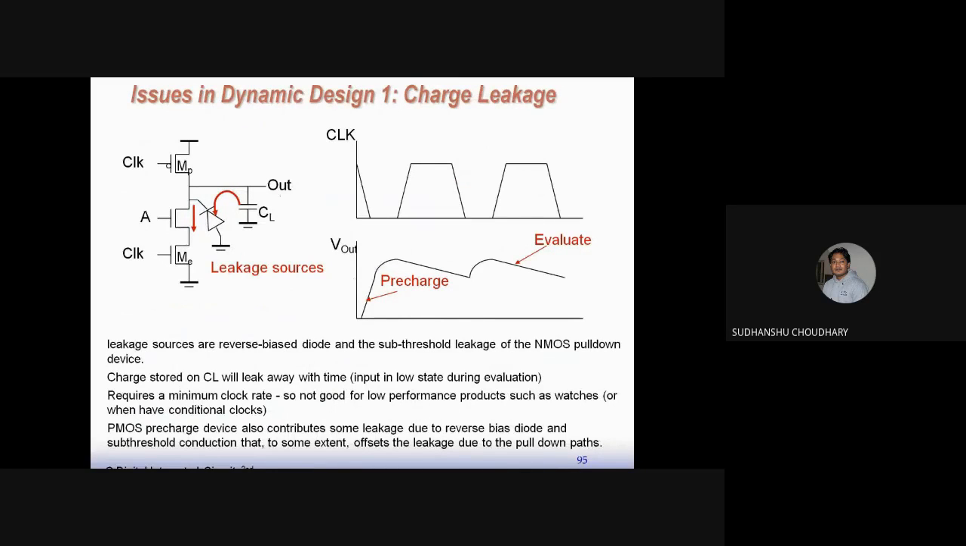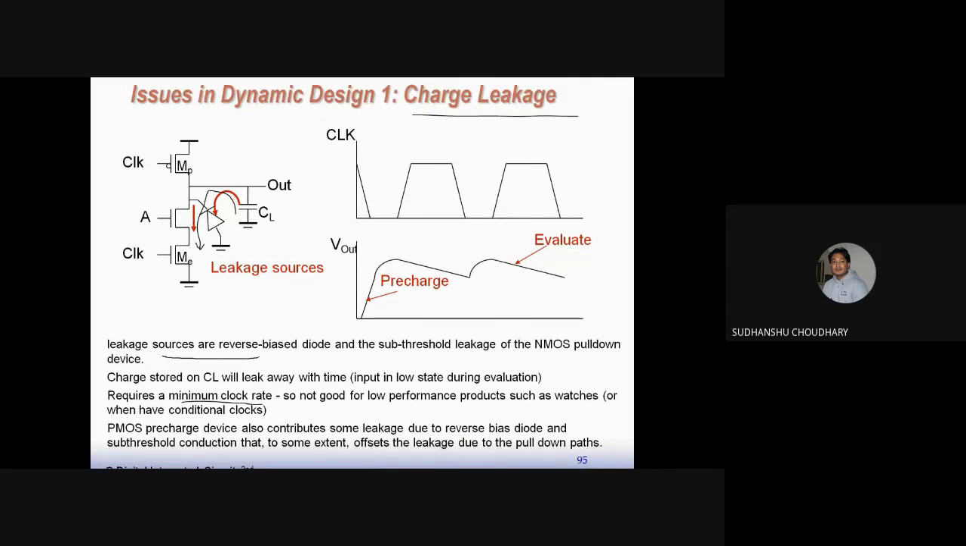Now, one of the problems in dynamic design is charge leakage. So what is charge leakage here? For example, if I want to discharge this output node via these transistors, because of the reverse bias junction appearing here, this reverse bias junction can also conduct. So leakage from the reverse bias junctions is also possible here. Because of this, you will also require a minimum clock rate.